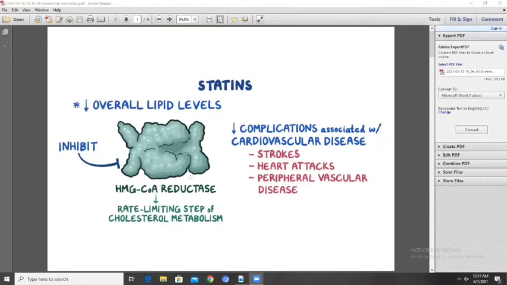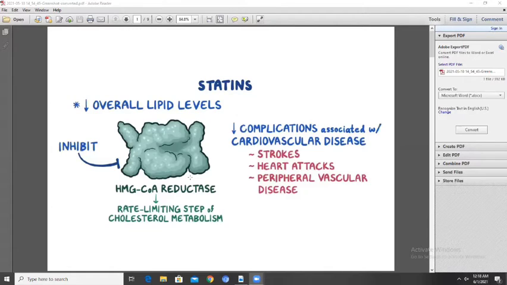Statins are a group of drugs that is used to decrease the lipid profile in our body. The mode of action of statin is HMG reductase inhibition, an enzyme that is used in cholesterol metabolism. By controlling this rate limiting step of cholesterol metabolism, we are able to control the cholesterol level in a person's body.